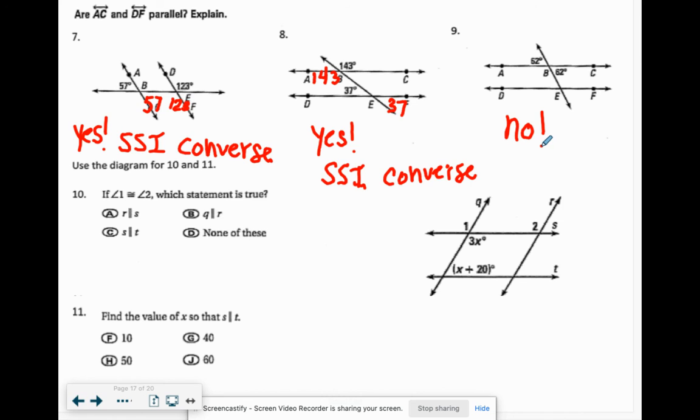Number 10, if angle 1 is congruent to angle 2, which statement is true? All right, so I'm going to mark those angles. Here's angle 1. There's angle 2. Here's your process of elimination. So for A, is R parallel to S? R parallel to S. Q and R. And are you okay with that? Q and R? Yeah. Good work.